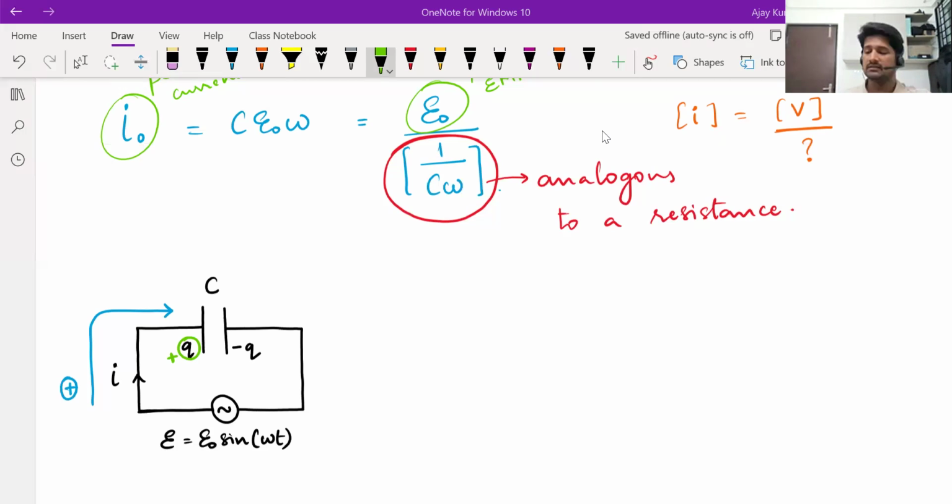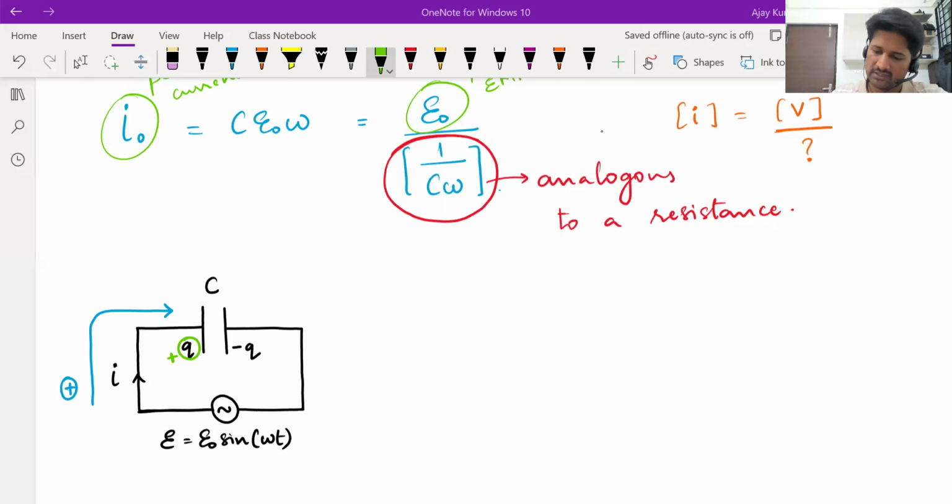That is what this analogous resistance is that we get in the case of a capacitor. So this 1 by C omega term is not actually the resistance due to collisions of electrons. This is the resistance offered by the capacitor in the form of repulsion. When you try to charge the capacitor, it will oppose the new charge from being deposited on it. So it kind of resists the current.